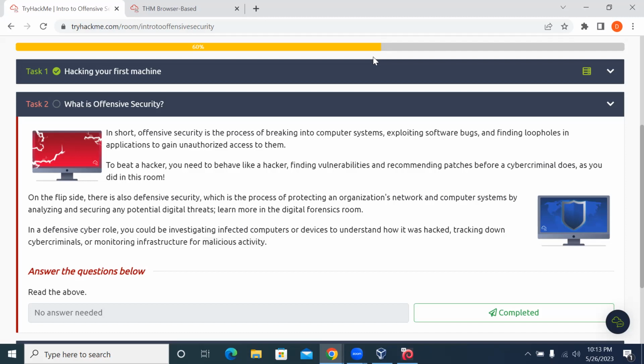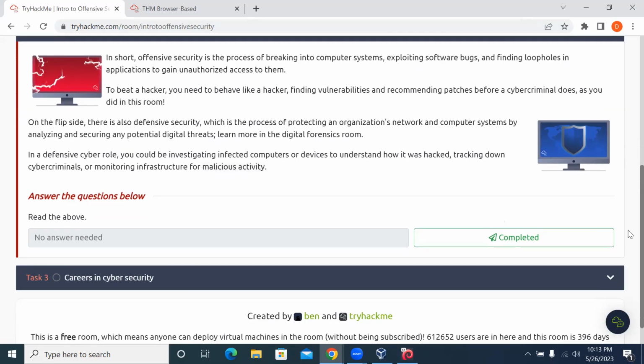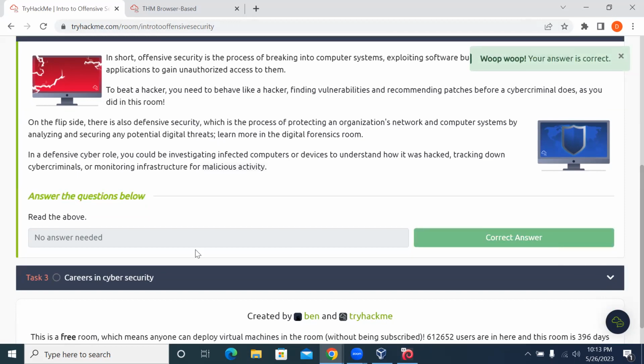That is forensics. So in a defensive cyber role, you could be investigating infected computers or devices to understand how it was hacked, tracking down criminals, or monitoring infrastructure for malicious activities, right? So that is what offensive and defensive is like. So there are no questions here. They just say we should read above, and we have read it, and I clicked here, correct answer, right?